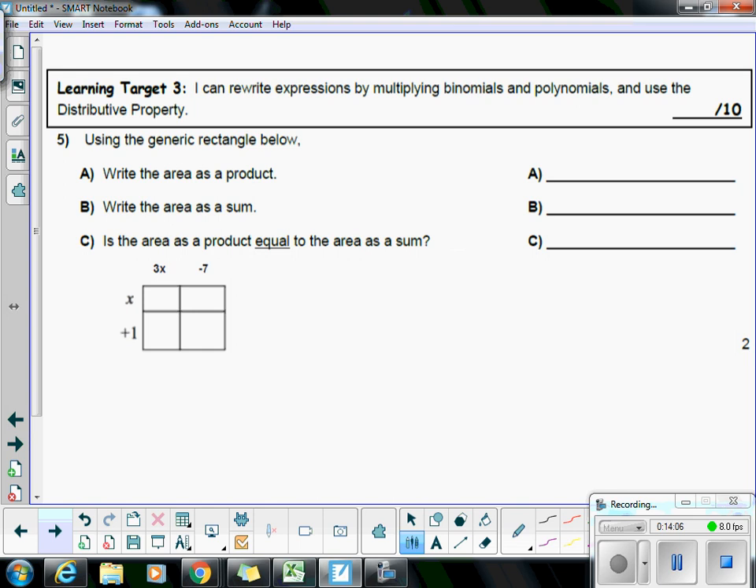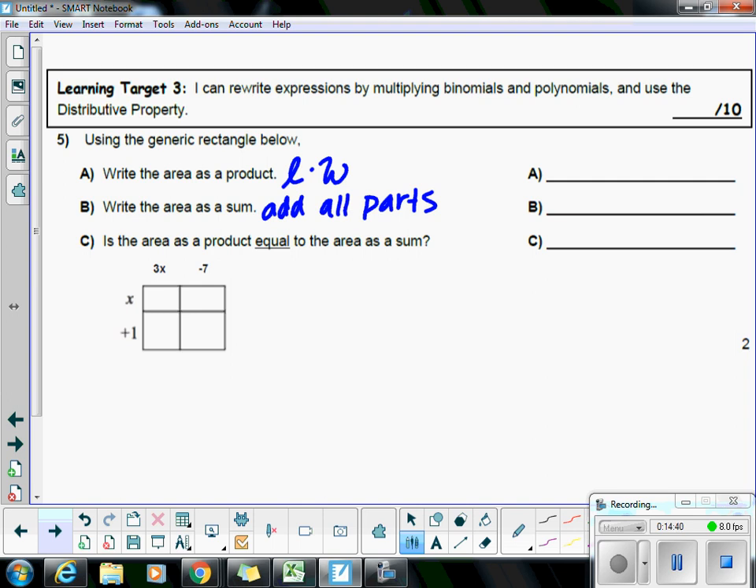All right, learning target 3. I can rewrite expressions by multiplying binomials and polynomials and use the distributive property. So we have 3 parts. So 5 says, using the generic rectangle below, write the area as a product, which is length times width. Write the area as a sum, so we add all the parts. And last but not least, my question is: is the area as a product equal to the area as a sum?